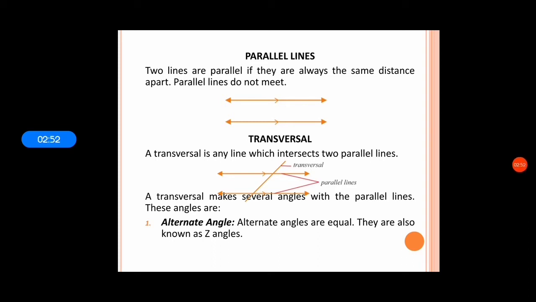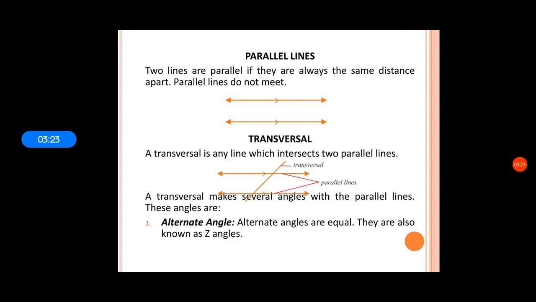Then you have transversal. Now, what transversal tries to do is to intersect two parallel lines. Transversal is any line which intersects two parallel lines. You can see it from the diagram. We have the transversal crossing the two parallel lines. So transversal makes several angles with the parallel lines. Those are the angles we want to look at today. I want to solve some examples on them. A transversal makes several angles with the parallel lines.